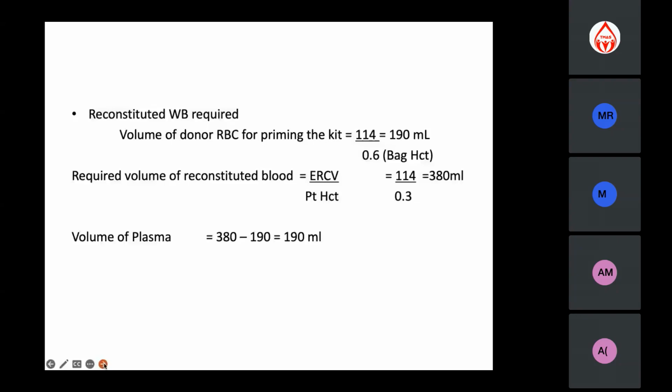And the required volume of the reconstituted blood for RBC priming is the ERCV, that is 114 ml, divided by preferably the patient's hematocrit. We do not want to infuse an RBC fluid which has a higher hematocrit than the patient's hematocrit. In this patient, the child who is a donor, the hematocrit was 30%. So we use the same 30%. So the total required amount of reconstituted blood will be 380 ml. Of which we need 190 ml from the RBC bag, and the rest can be from the plasma bag. So this is how we reconstitute the blood for priming before a stem cell collection.